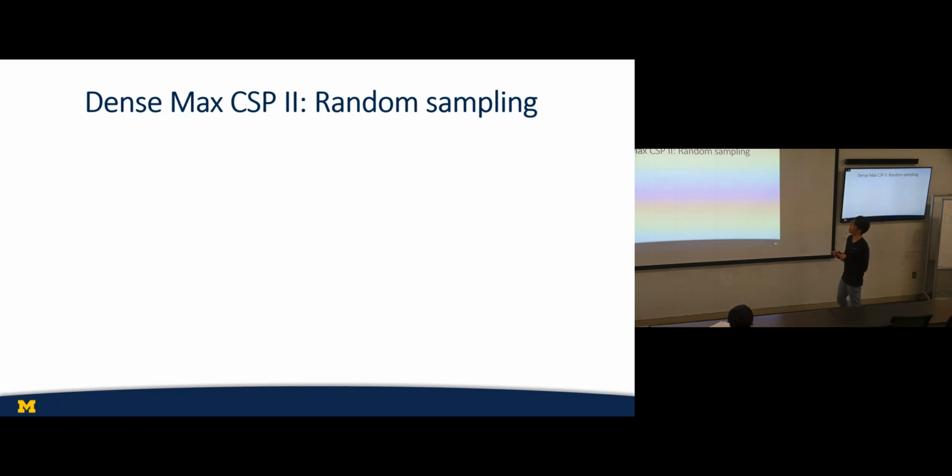So our approach this time was, okay, like I told you, there are 3 independently beautiful ways to solve dense max CSPs. So now our way is, okay, let's just try the second way, which is based on random sampling, and then see whether that helps us.